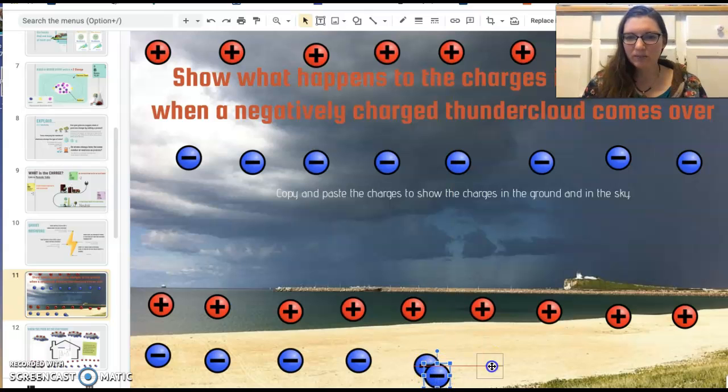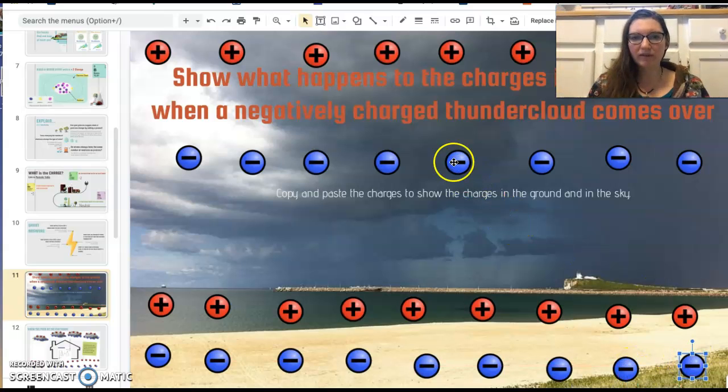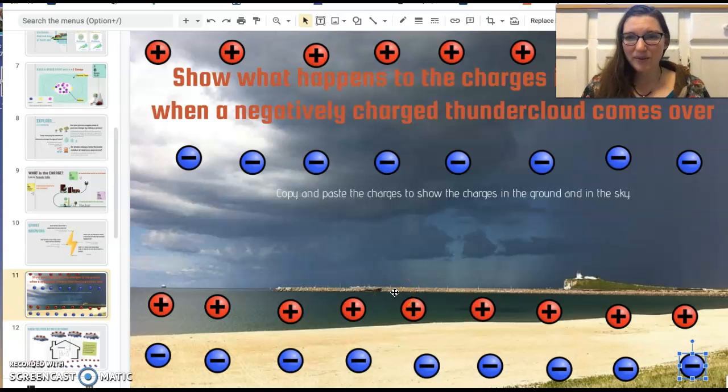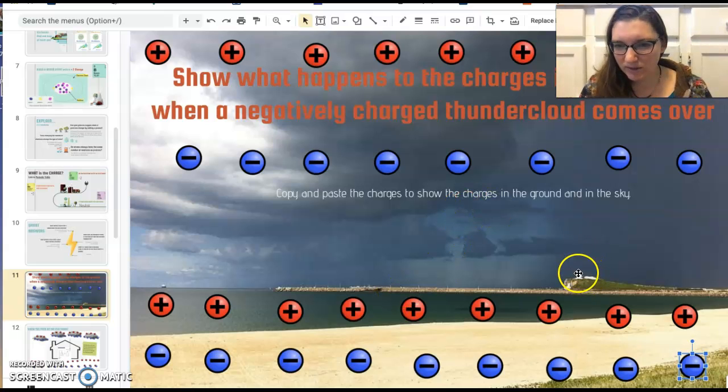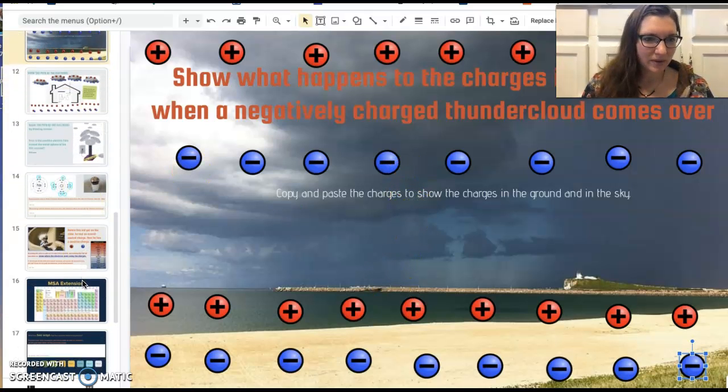Or if there's a building with a lightning rod there, basically the electrons in the sky are going to take the path of least resistance to balance out the charges. So it might find a pathway through the air, or if there's a lightning rod on this building over here, it might be conducted through the lightning rod and down into the ground. These negative charges are trying to find a way to balance themselves out. Okay, let's see.